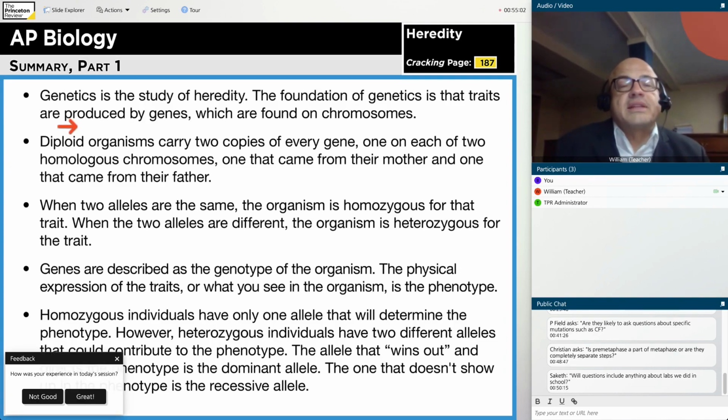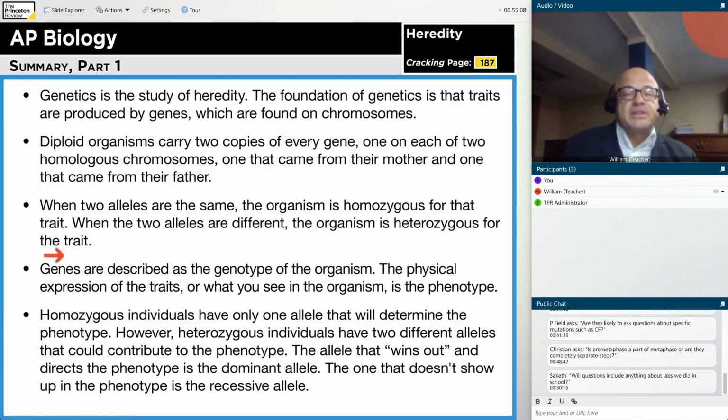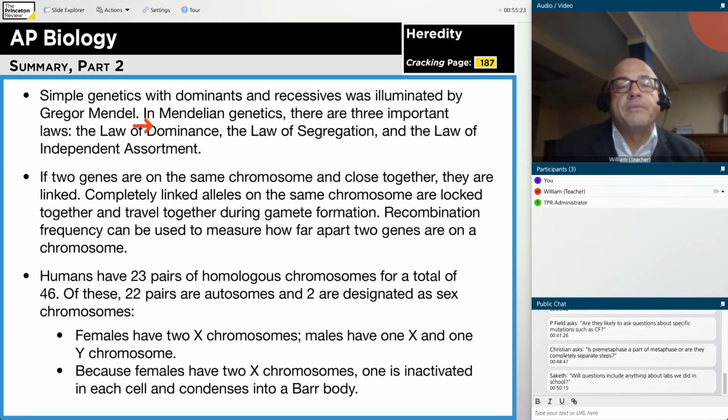So genetics is about heredity. We talked about diploids, homozygous, make sure you have that straight. Physical expression of traits: know your idea of the homozygous versus the heterozygous. And obviously the allele that wins out is going to direct the phenotype. Okay. I just touched on the Mendelian points, but these are the key: dominance, segregation, and independent assortment.